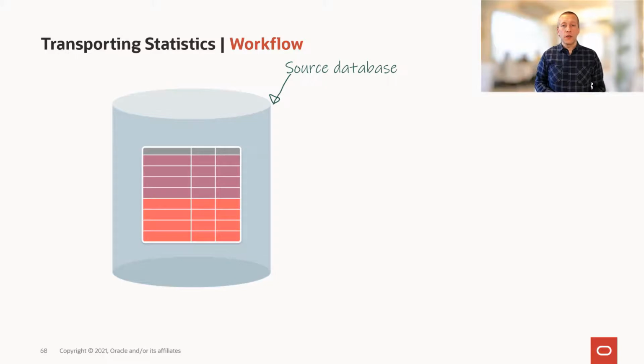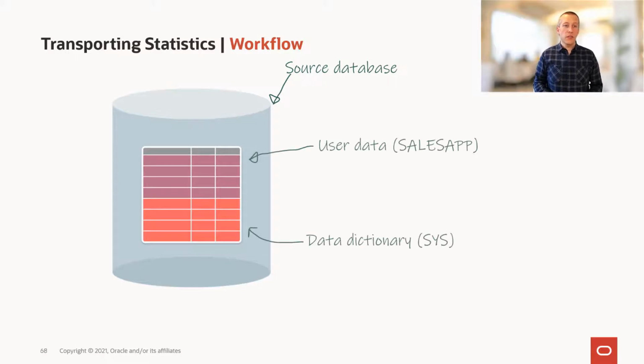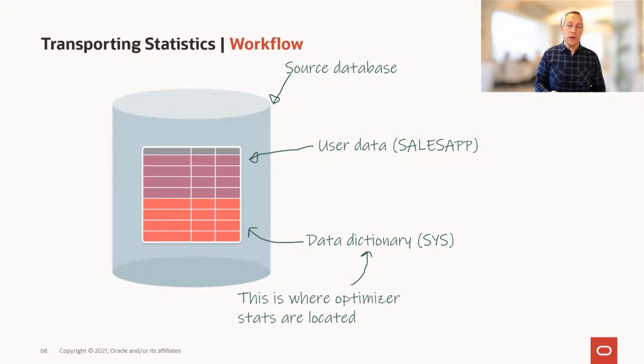So how does it work? In your source database, we have the data dictionary, and then we have our user data. In this example, it's stored in a schema called SALES_APP. The optimizer statistics are stored in the data dictionary.